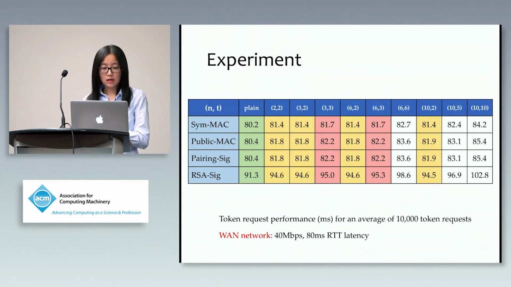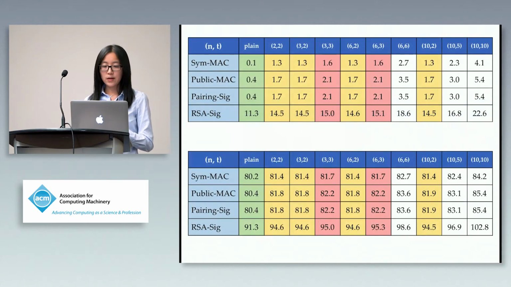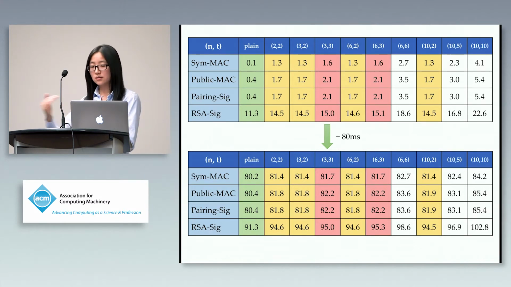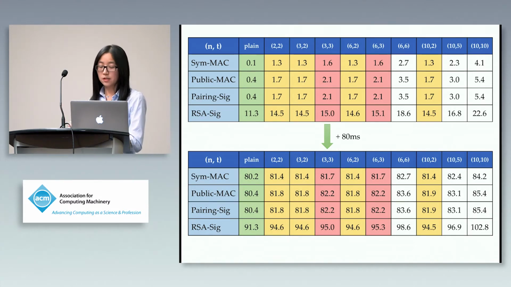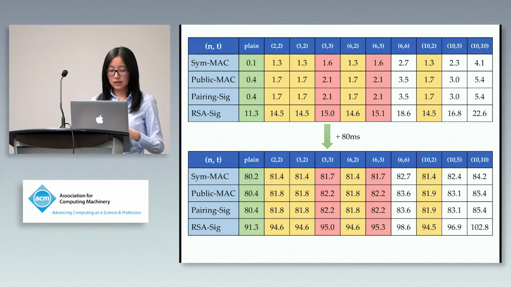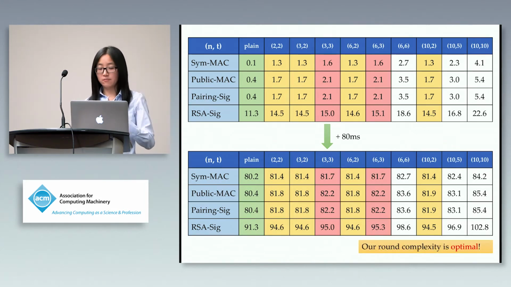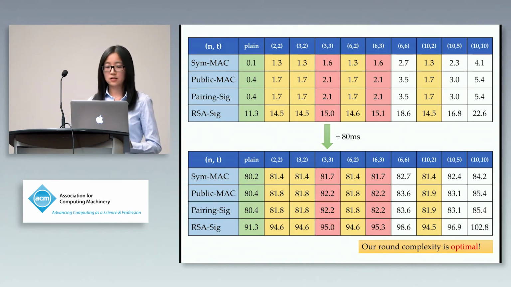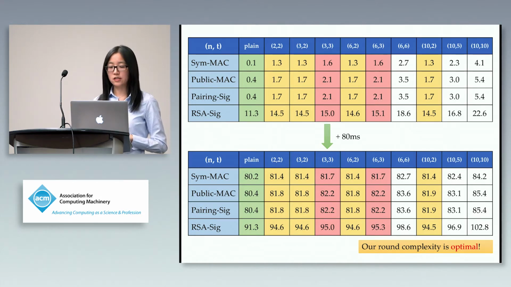And then we also tested on a WAN network with 80 milliseconds network latency. And the same observation as before, only threshold matters. And if you compare the LAN setting with the WAN setting, it is roughly plus 80 millisecond round-trip latency, which means the communication rounds is actually a bottleneck, especially in the WAN setting. But I want to emphasize that the round complexity of PASTA is also optimal, just one round from client to server and one round back. So this is kind of the best we can achieve.